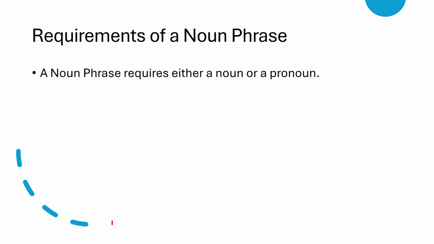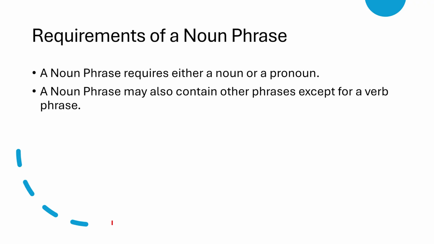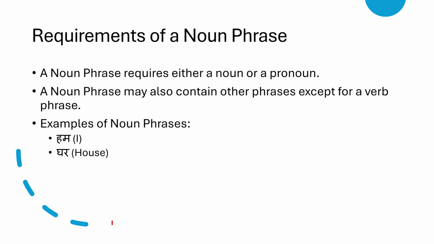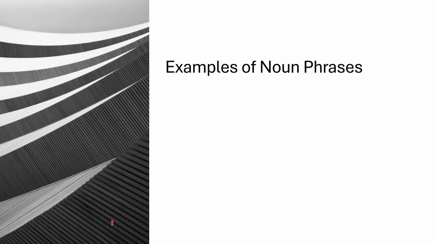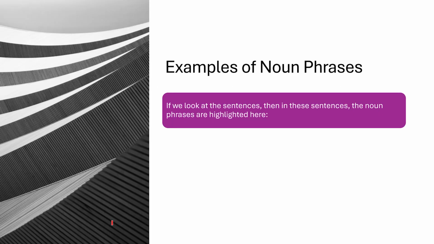So, what are the requirements of a noun phrase? A noun phrase requires either a noun or a pronoun. A noun phrase may also contain other phrases except for a verb phrase. Examples of noun phrases are home, which means I, ghar, which means house, hamar babuji, that is my father, gharak lok, which means people of the house or members of the family, bawa ka topi, that means cap of the child.